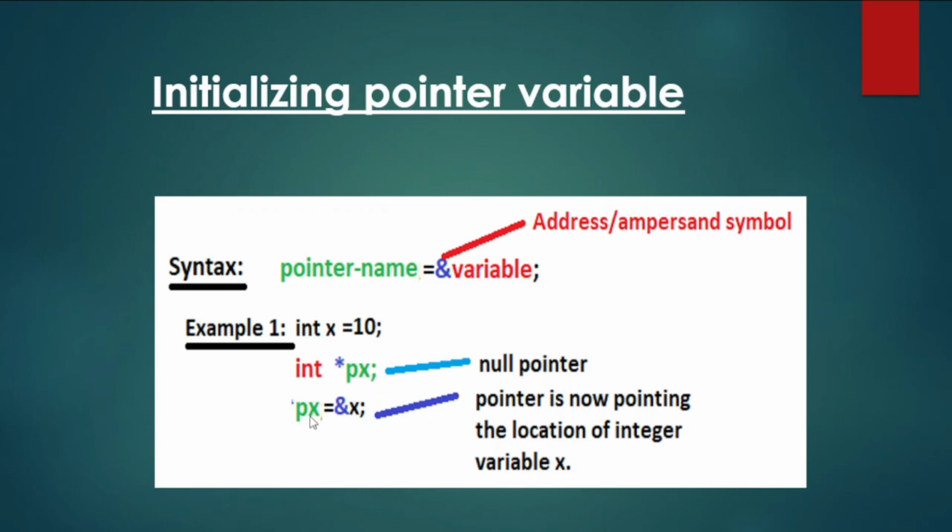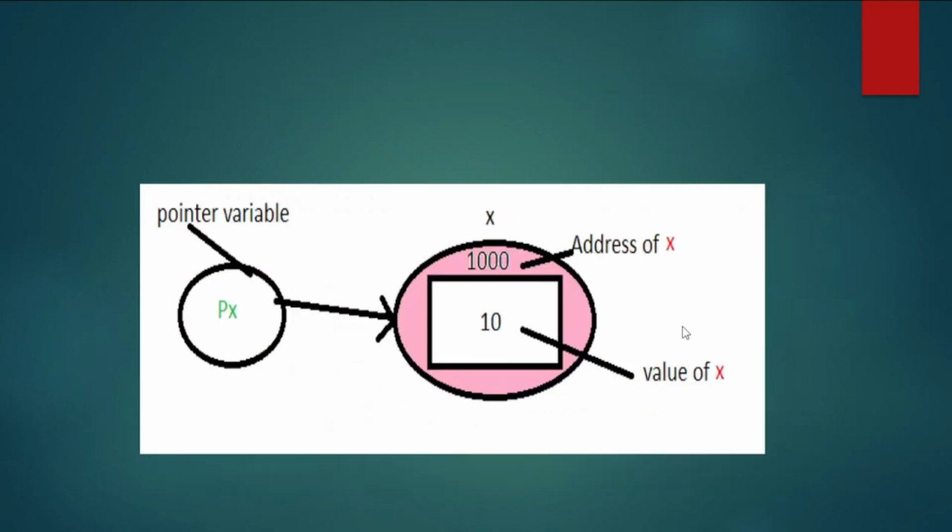Then I have a pointer variable here which is pointing towards the address of this variable x. So this is very, very important here. In the first line, it is a null pointer, but now it is no more a null pointer because it is pointing towards the address or the location of the integer variable x, where the value 10 is stored. That address is pointed to by this px.